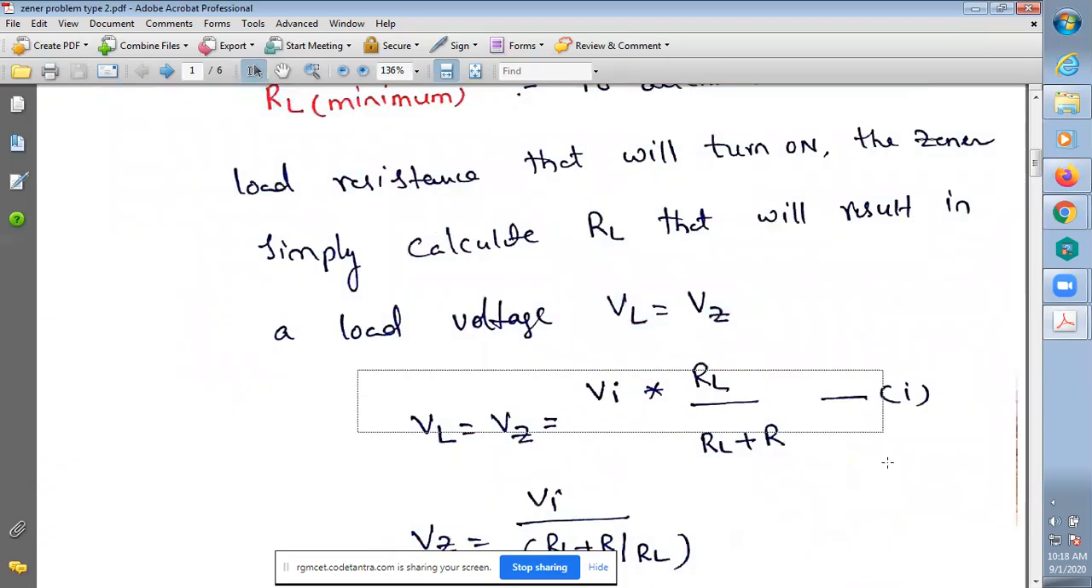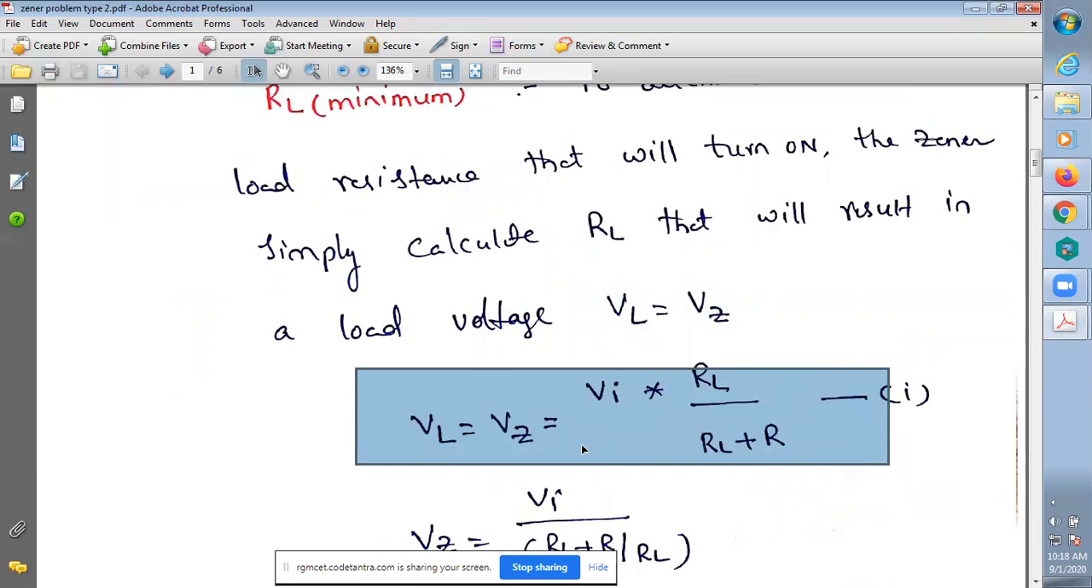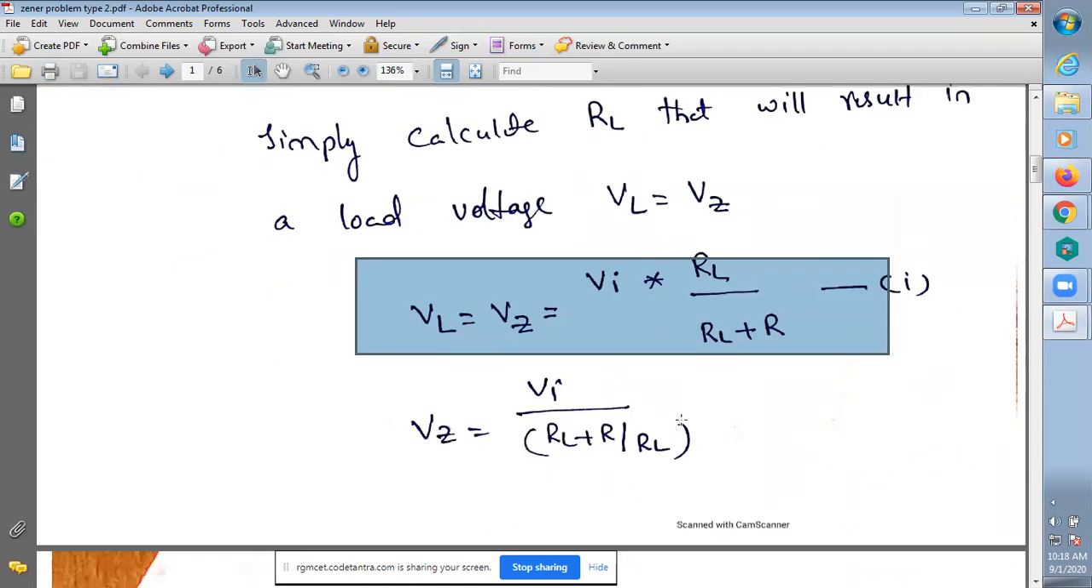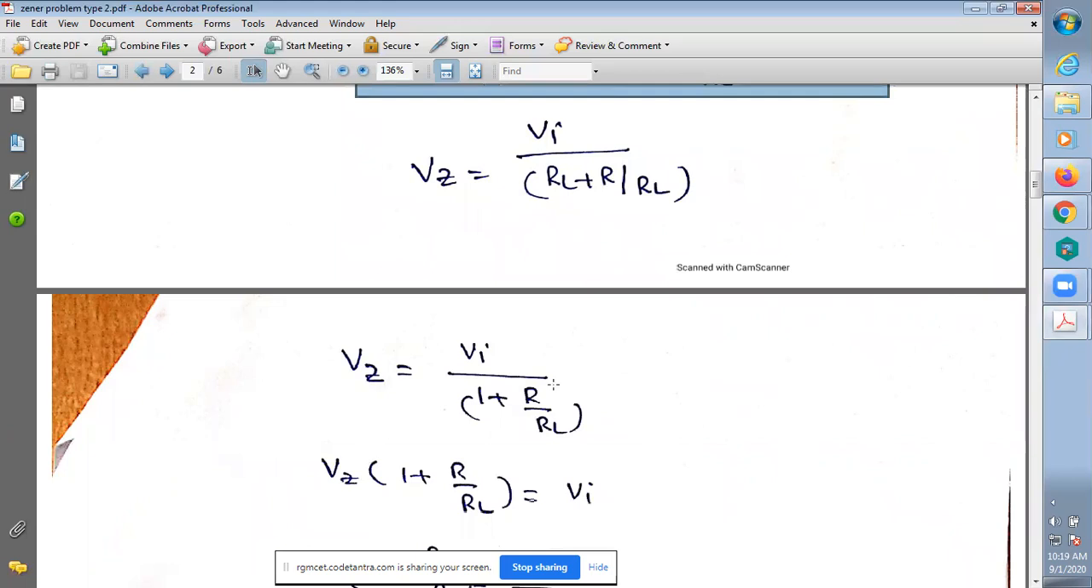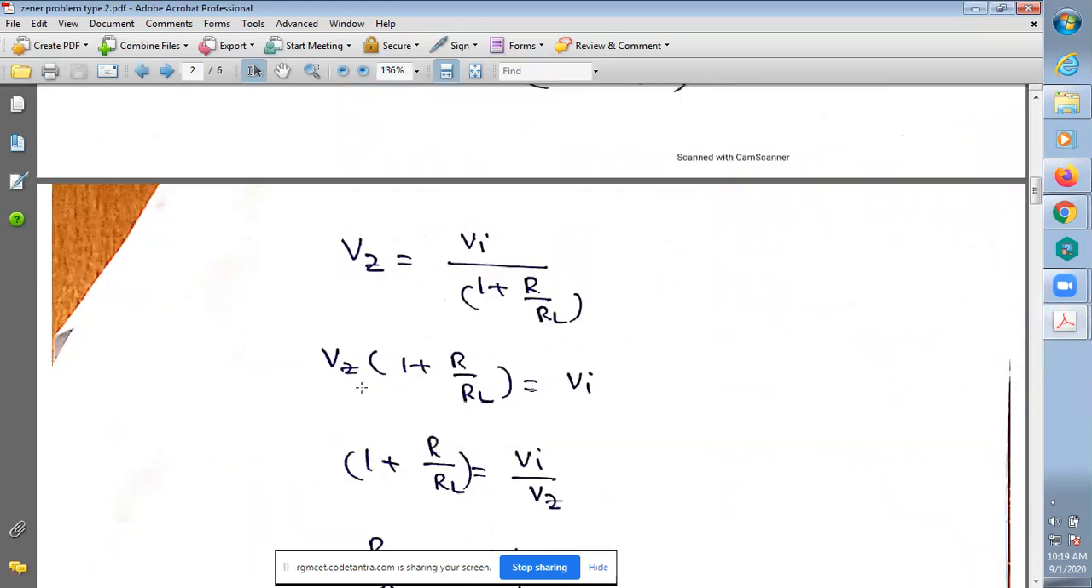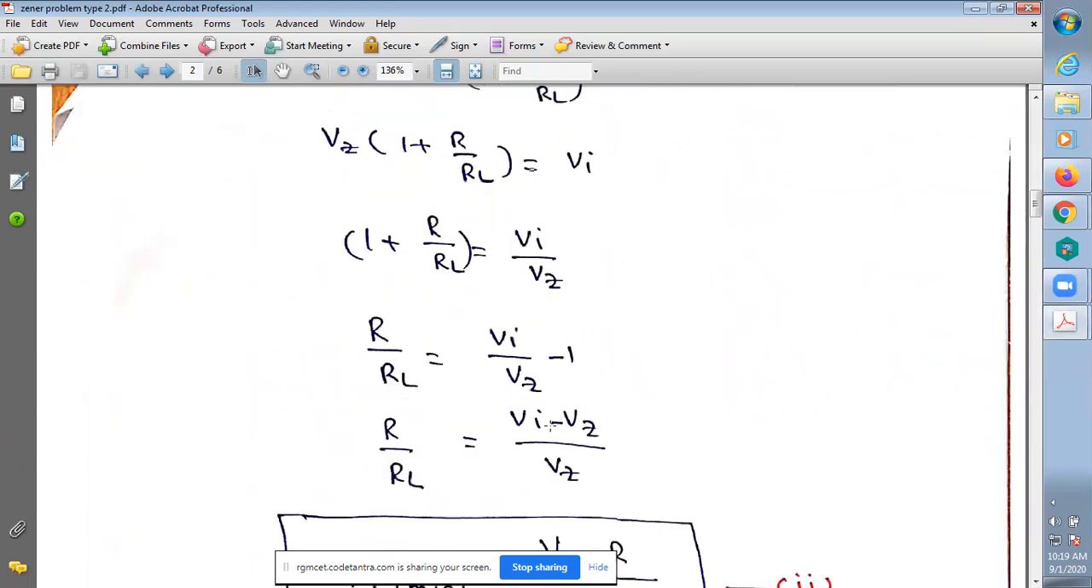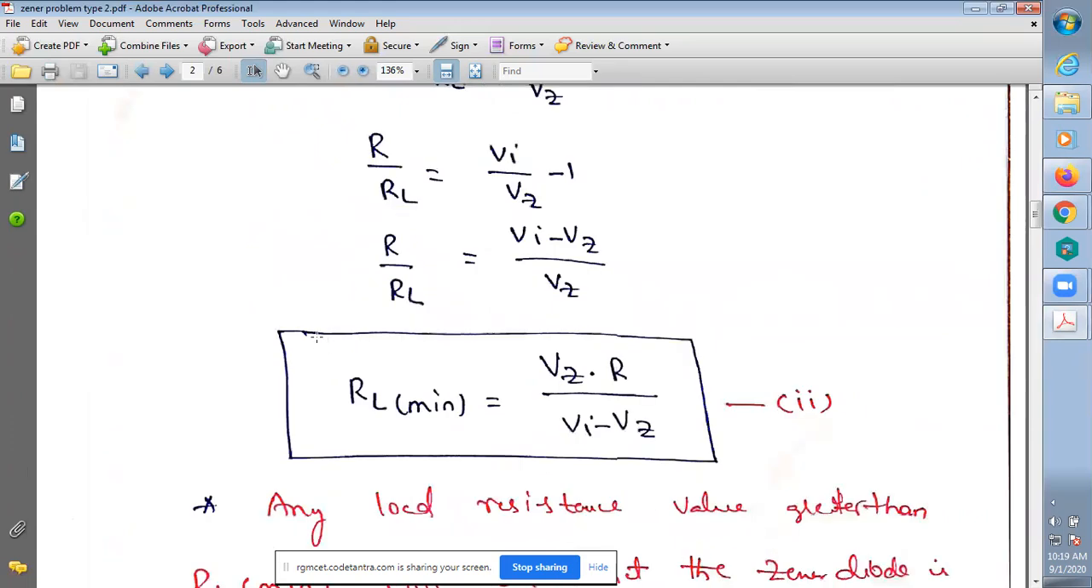Simply apply KVL to the loop. VL or Vz is equal to Vi times RL by RL plus R. Now simplify this. Remember, in this case Vi is fixed and R is fixed, and RL is variable. Vz is equal to Vi by (RL plus R) by RL. Then Vz is equal to Vi by (1 plus R by RL). Then Vz times (1 plus R by RL) is equal to Vi. Then with further simplification, we finally derive one expression.